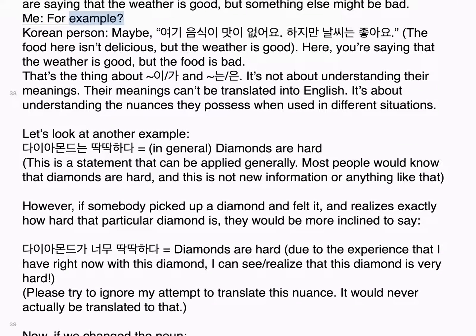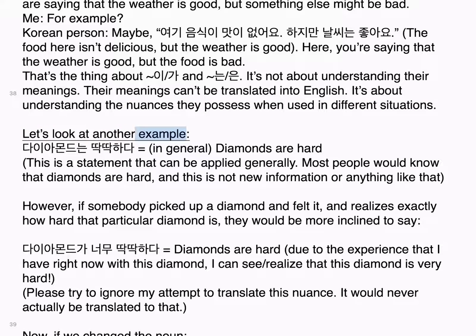For example, a Korean person, maybe: 여기 음식이 맛이 없어요. 하지만 날씨는 좋아요. The food here isn't delicious, but the weather is good. Here, you're saying that the weather is good, but the food is bad. That's the thing about 이/가 and 는. It's not about understanding their meanings. Their meanings can't be translated into English. It's about understanding the nuances they possess when used in different situations.